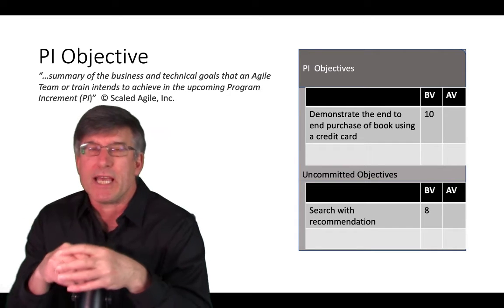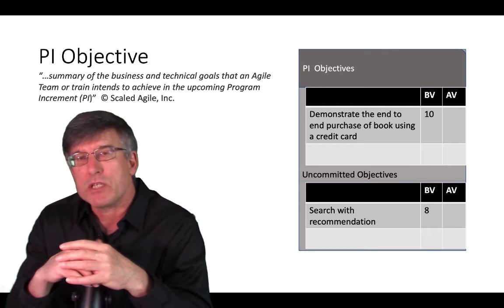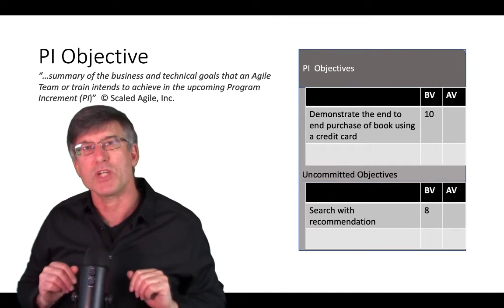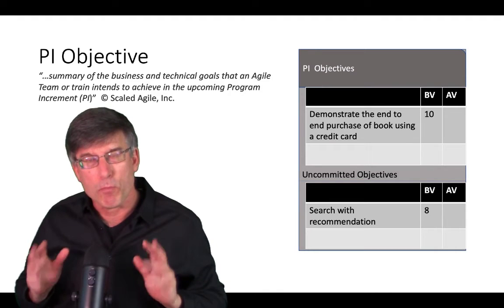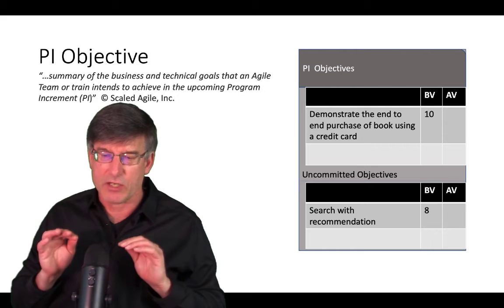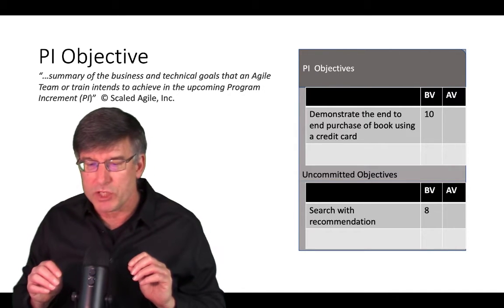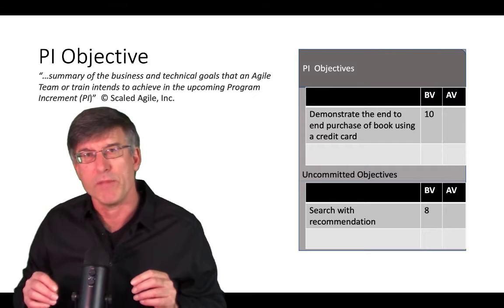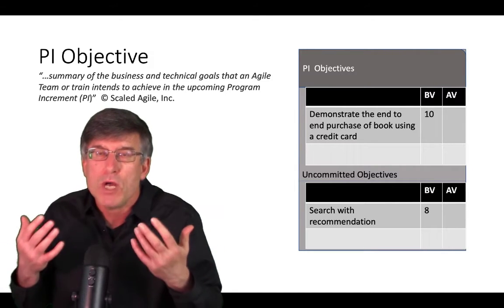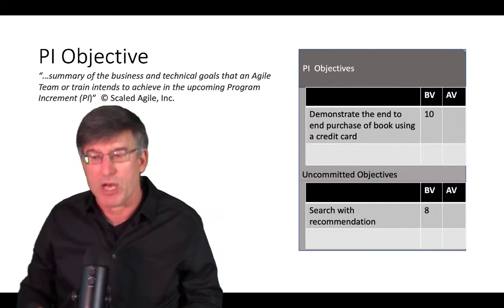Okay, so let's go to the basics. What exactly is a PI objective? Well, if you go to the Scaled Agile Big Picture, you can click on the PI objective icon and up will come the definition saying they are a summary of business and technical goals that an Agile team or train intends to achieve in the upcoming program increment. In other words, they're what you intend to get done, what you want to get done and what you hope to get done in the upcoming PI.